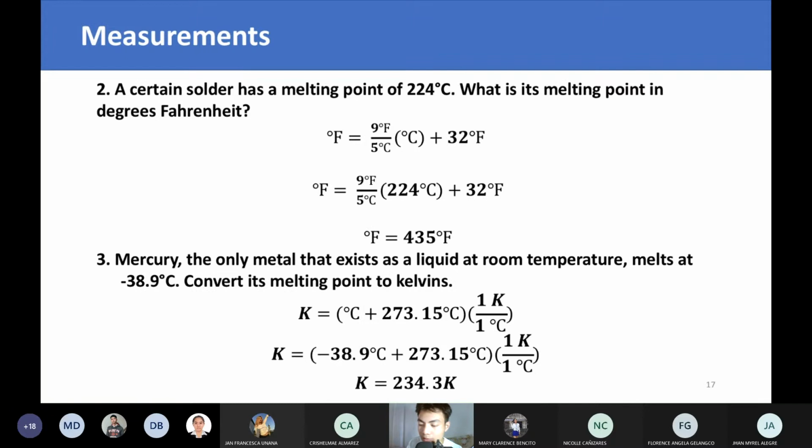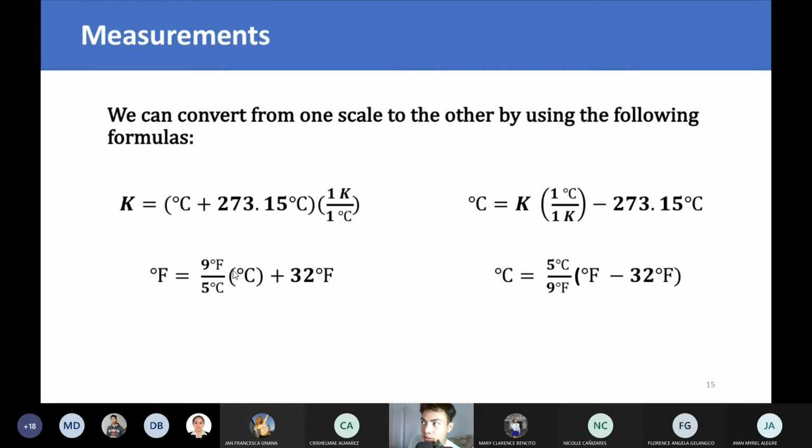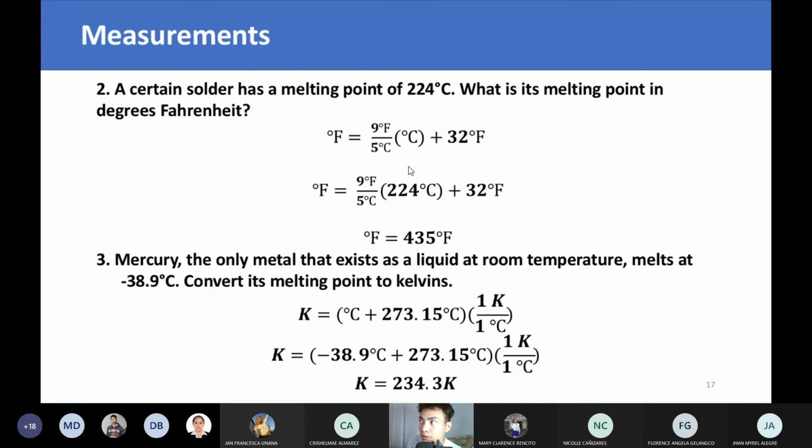So, yun. Let's have some other examples. Ito naman, from Celsius to Fahrenheit, a certain solder has a melting point of 224 degrees Celsius. What is the melting point in degrees Fahrenheit? No? So, this is from Celsius to Fahrenheit. So, you have to use this equation, Celsius to Fahrenheit. No? So, that's Celsius times 9/5 plus 32. So, ganun gagawin nyo. Celsius times 9/5 plus 32. You will have your Fahrenheit counterpart.